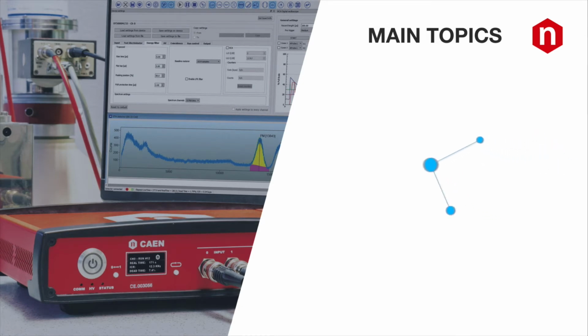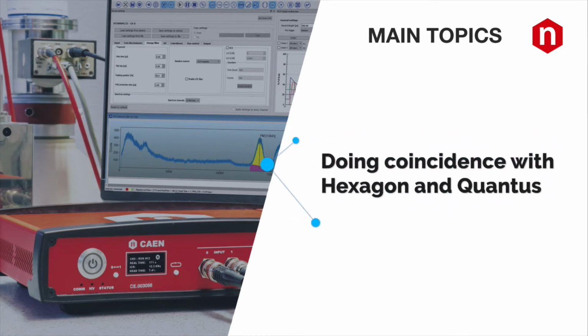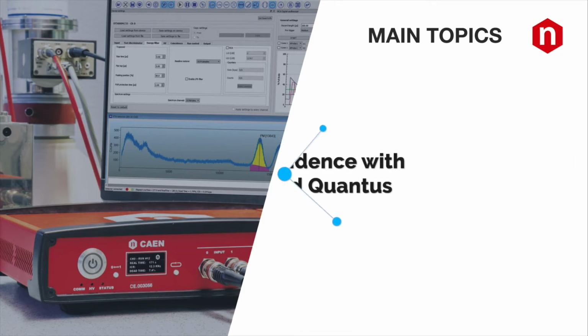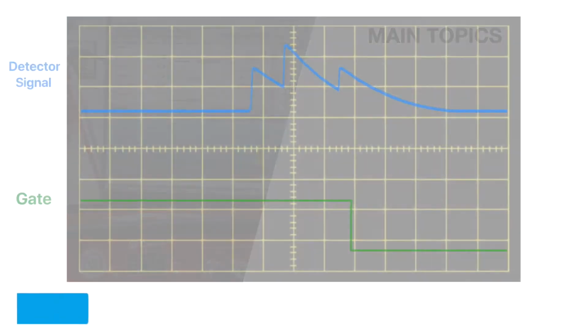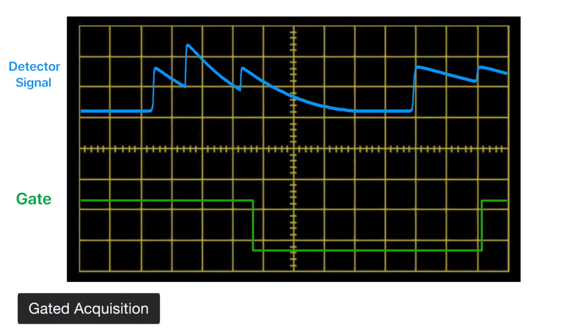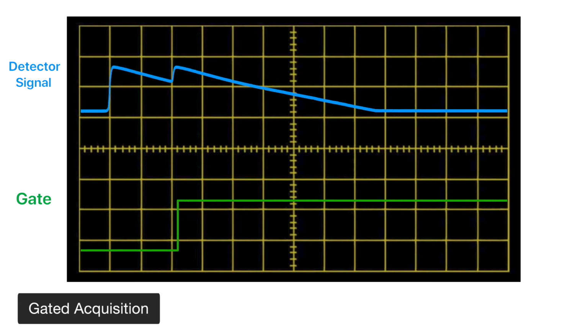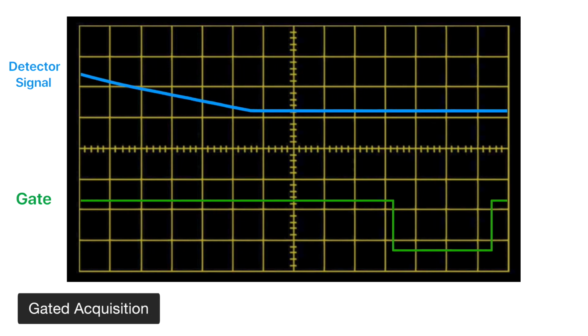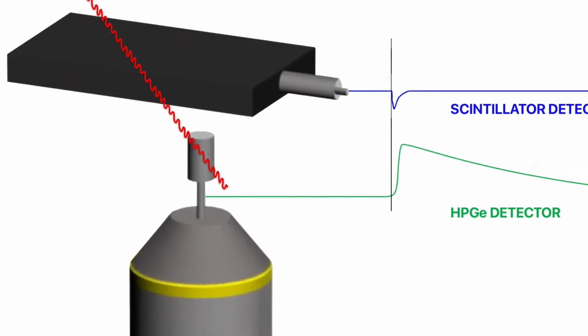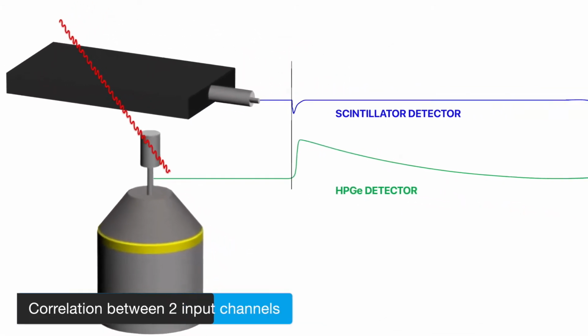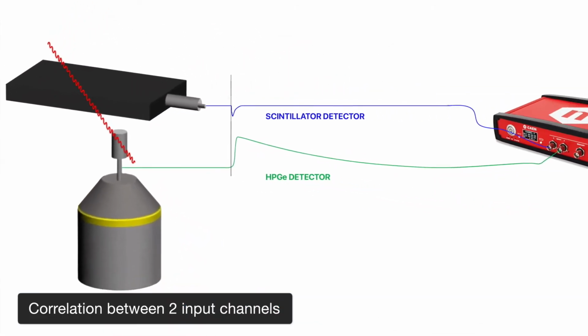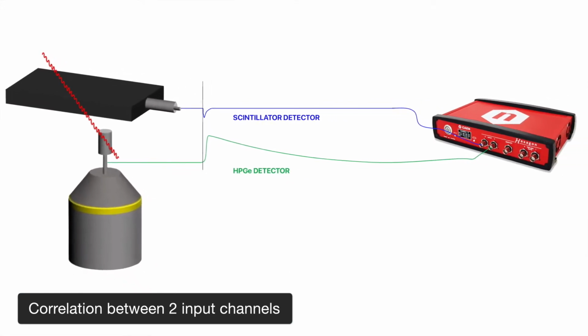In this video, we will learn to use the Quantus coincidence tab to perform correlations between Hexagon input channels. Hexagon, like all the MCAs, allows the user to perform gated acquisitions driven by an external gate or inhibit signal. However, since it is a dual-channel MCA, it also allows performing correlations between its two input channels. Quantus supports both these capabilities.